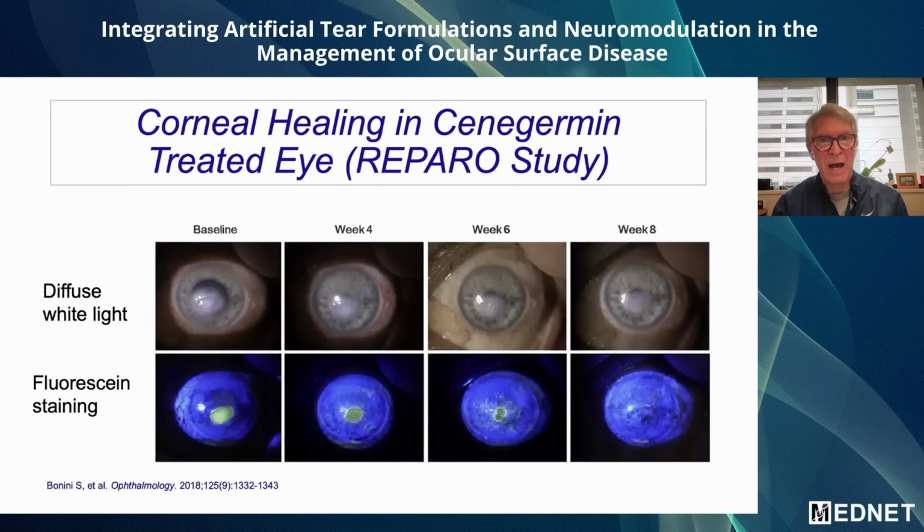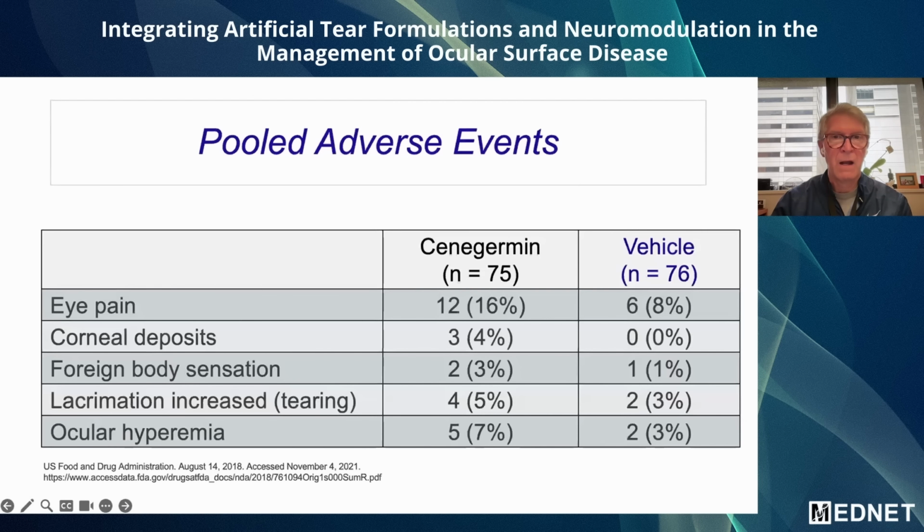And these are photos from one of the eyes treated with cenegermin in the REPARO trial, one of the registration trials. As you can see, diffuse white light on the top, where you can see the epithelium healed, and then a disappearance of the corneal fluorescein staining below.